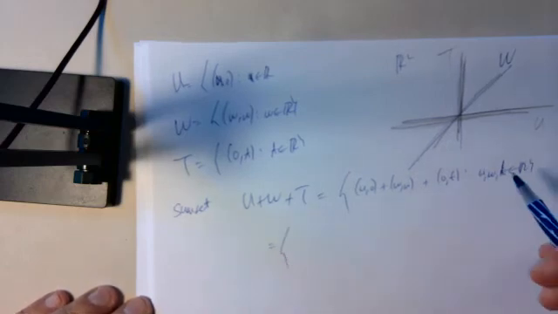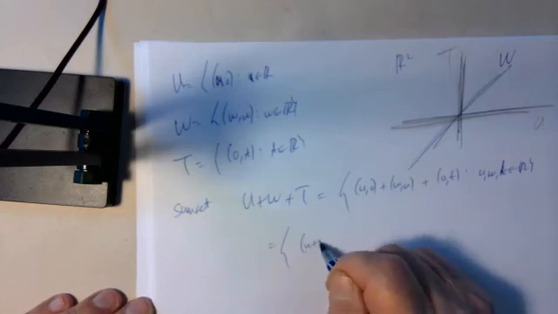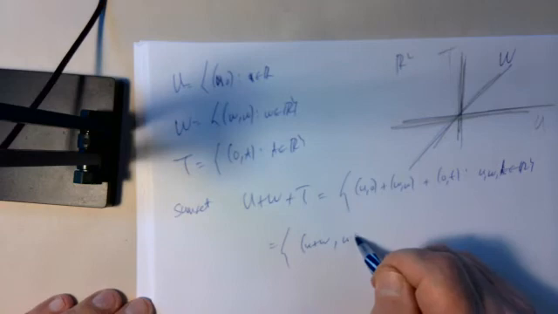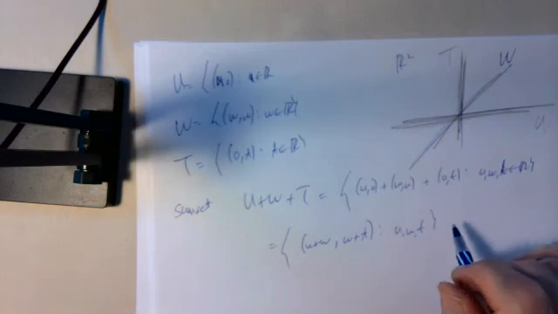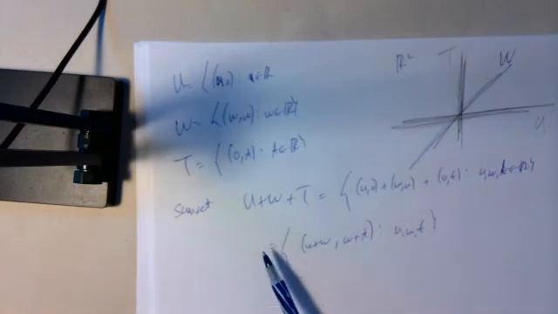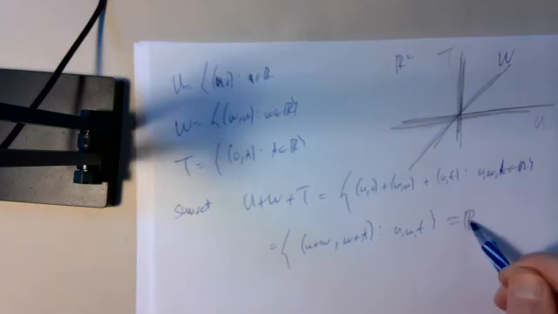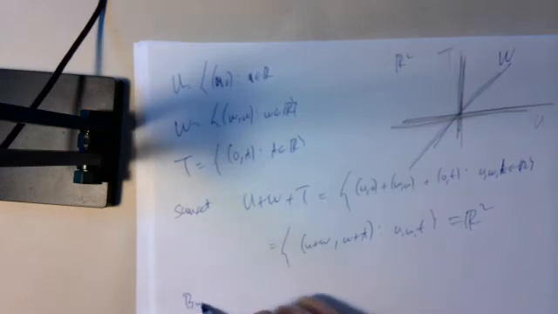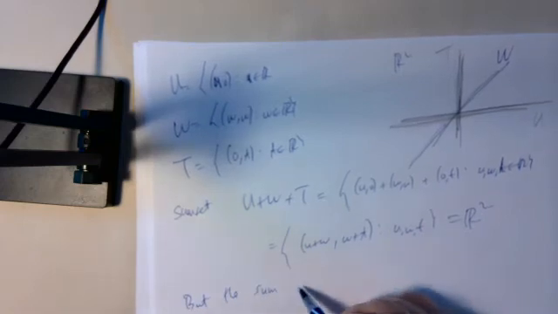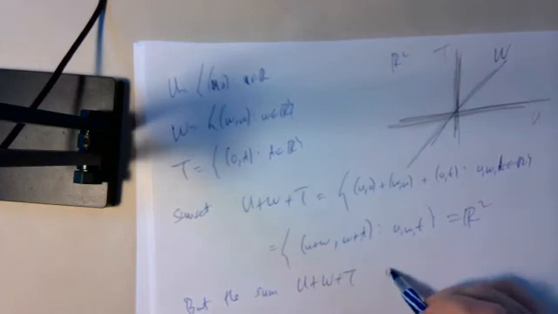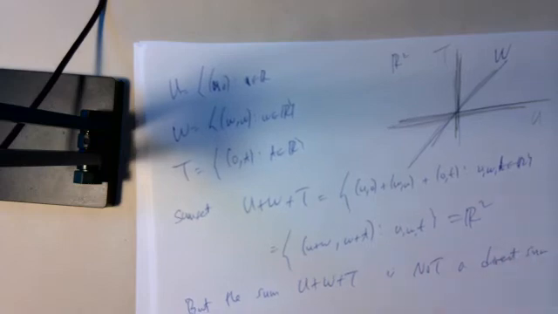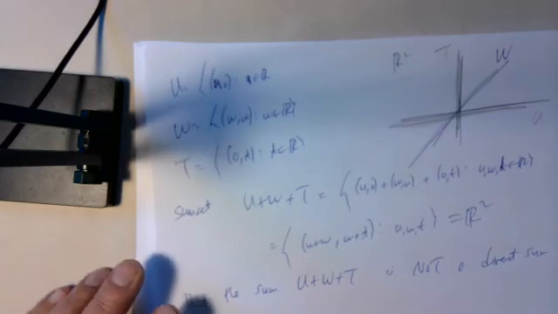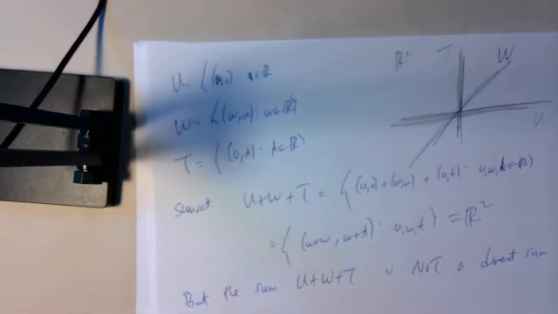So this is everything of the form (u plus w, w plus t) for u, w, and t. And of course, this contains U plus W. So this is everything. This is R2, right? But the sum U plus W plus T is not a direct sum. So for example, let me just take a random vector.